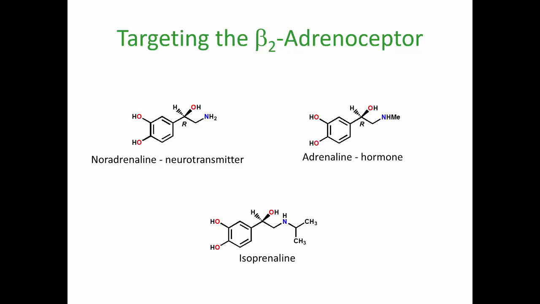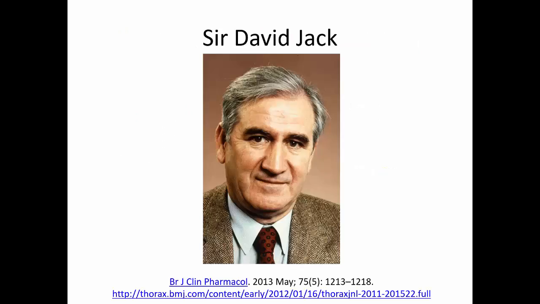Isoprenaline shows some selectivity for beta-adrenoreceptors, and it is clear that it is the bulky isopropyl group that induces beta selectivity, but there was no selectivity between the beta subtypes, and there were also cardiovascular side effects. This leads us to the person responsible for developing salbutamol, and that was Sir David Jack. He was the head of research and development at Glaxo, the pharmacologist and medicinal chemist who specialised in the development of drugs for treating asthma.